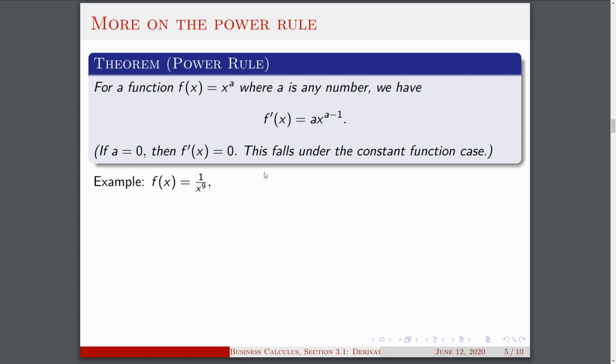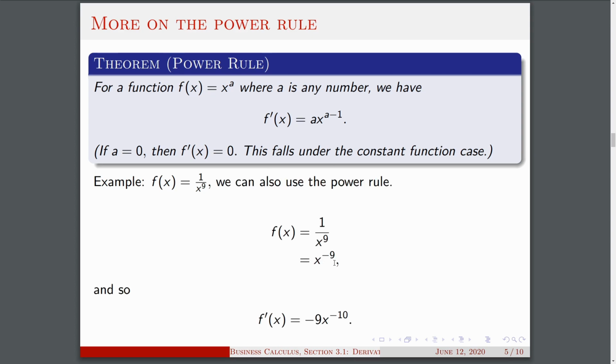Can I write it as x to the minus 9th? And the answer is yes, I can. 1 over x to the 9th is x to the minus 9th. Whenever you change the sign of an exponent, it flips the fraction. Reciprocates it. Okay? So x to the minus 9, is this of the form x to the a?